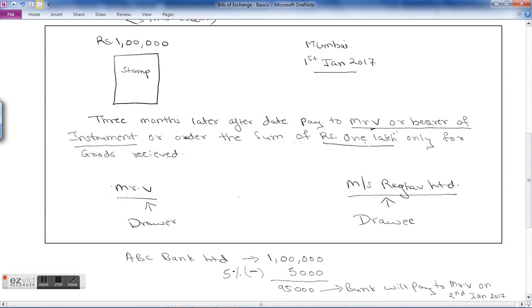So it has to be either paid to Mr. V, or as per the order or instructions of Mr. V, or to the bearer of the instrument.